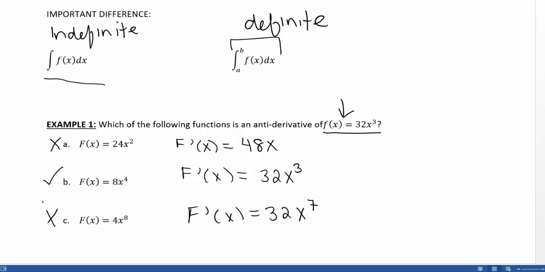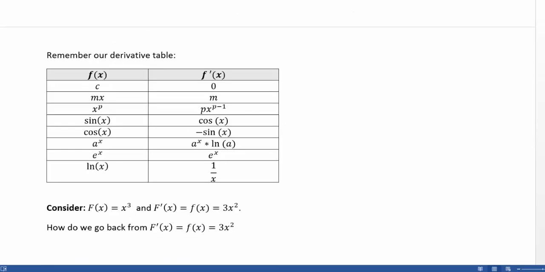But most of the time, we're not going to have options. Instead, we're going to be trying to figure out what the antiderivative is. So remember, back when we first started learning about derivatives, we had a whole chart that helped us remember the different methods and processes we could use to take basic derivatives. Our table looked like this. So basically what we need to do is we need to reverse our table, because instead of going from the function to the derivative, we're now going from the derivative back to the original function.